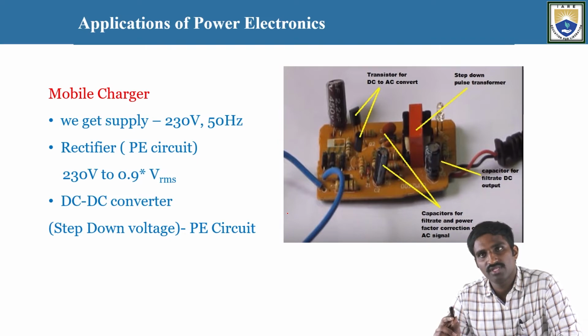Here, I have mentioned the different components also that you can see. The transistor for DC to AC conversion, the step down pulse transformer, and the capacitor for filtering the DC output, because from the inverter, or from the rectifier, the AC to DC, you may not get pure DC. So in that case, we use the capacitor for filtering to eliminate the ripples or harmonics. So there are different power electronic devices that we are using in this mobile charger.